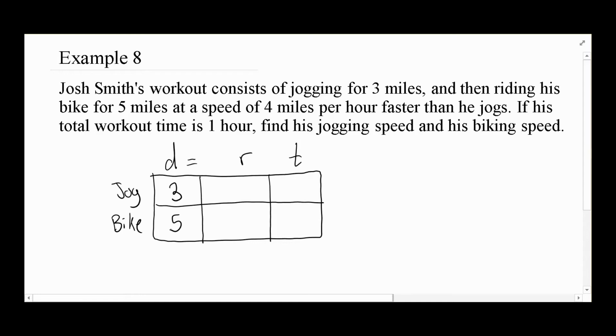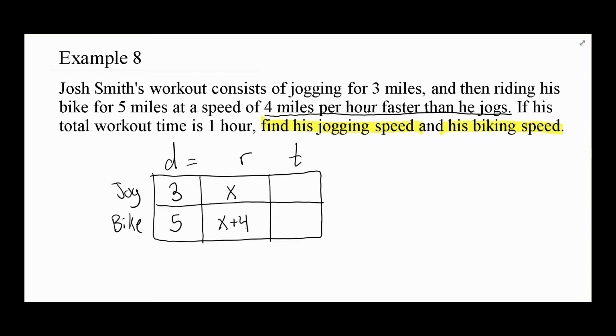Now we do know that the biking speed is 4 miles per hour faster than the jogging speed. Now we don't know what the jogging speed is, and in particular we're asked to find his jogging speed and his biking speed. So we need a variable for it. So we need a variable for the jogging speed. Now we do know that the biking speed rather is 4 miles per hour faster than he jogs. So 4 miles per hour faster would be x plus 4. Now be careful not to put 4x, because remember 4x would mean 4 times as fast. And that's not what it said. It just said that we're 4 miles per hour faster, so that's addition.